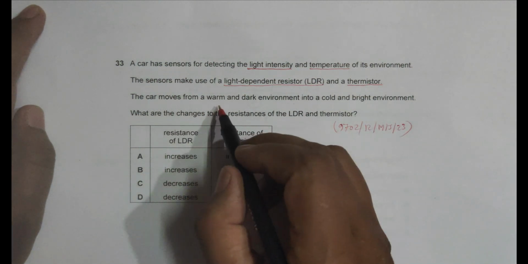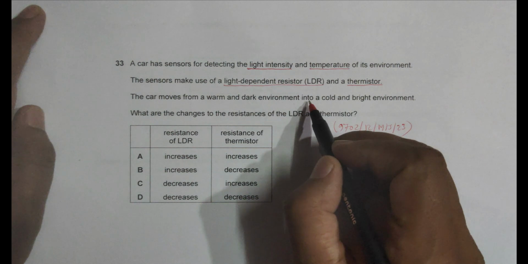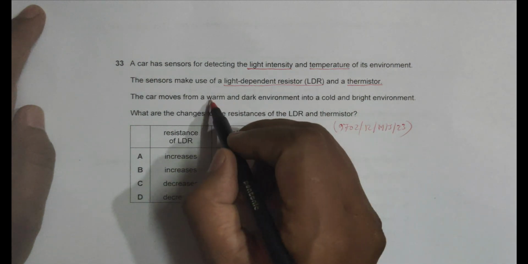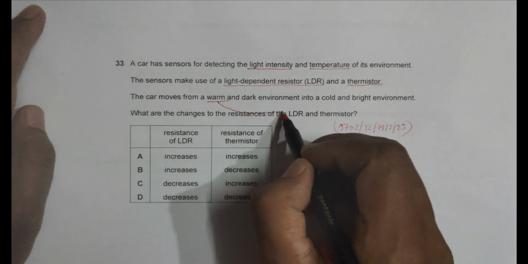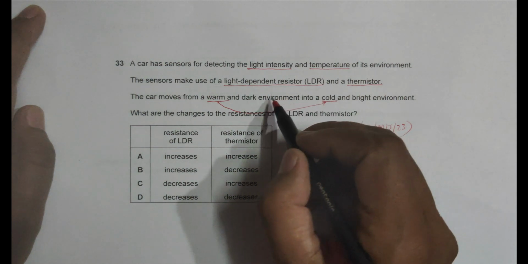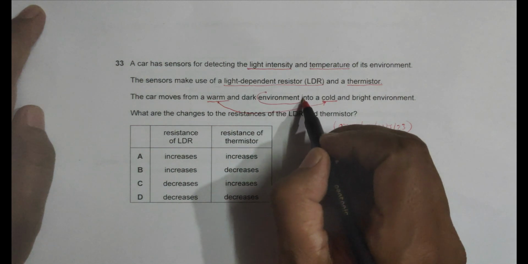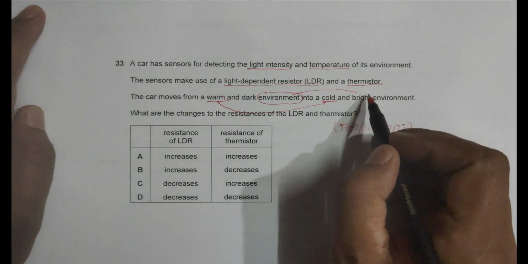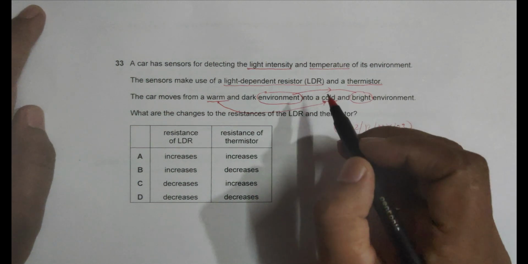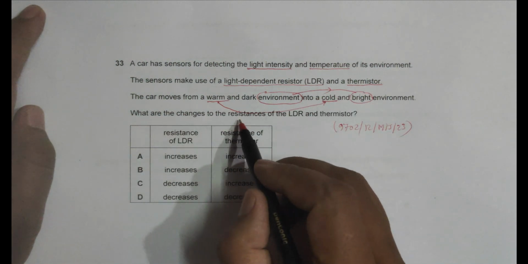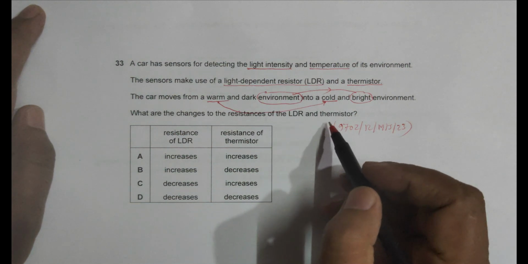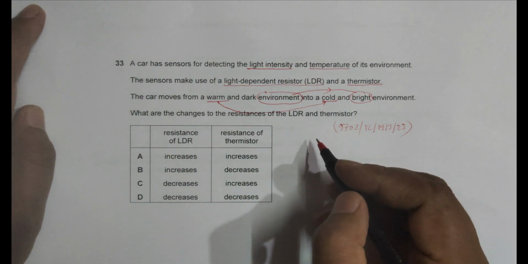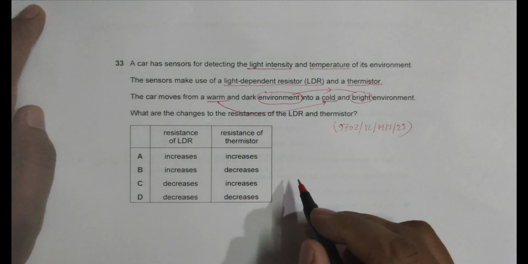The car moves from a warm and dark environment into a cold and bright environment. So from warm it moves to cold, and from dark it moves to a bright environment, like this. What are the changes to the resistances of the LDR and the thermistor? So it's asked two questions in the same number.